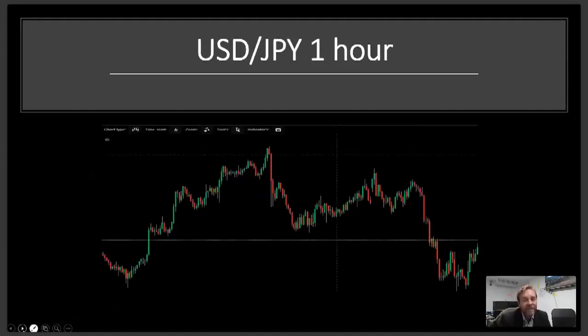This is the USD Japanese yen on 1 hour. This time, let's just make that pattern for ourselves. Shoulder 1, bounces off it, forms a head, comes back down. Then we can see the neckline, bounces off that neckline, forms shoulder 2, comes back down to the neckline, and then we see it breaks through the neckline and goes on a downward trajectory.